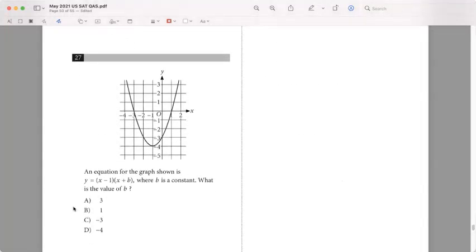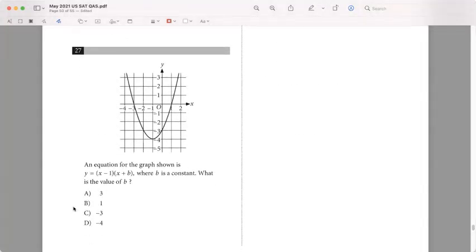An equation for the graph shown is y equals (x minus 1)(x plus b), where b is a constant. What is the value of b? We can see that the factors of this function are 1 and -3, because that's where the function cuts the x-axis. So I can write it as y equals (x minus 1)(x plus 3). If I compare this with what has been given, b has to be 3.